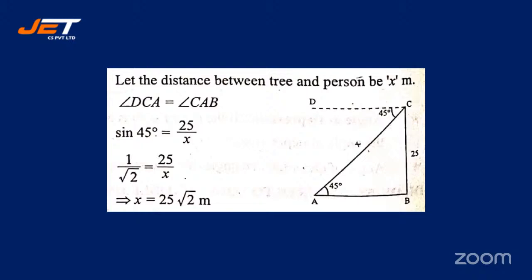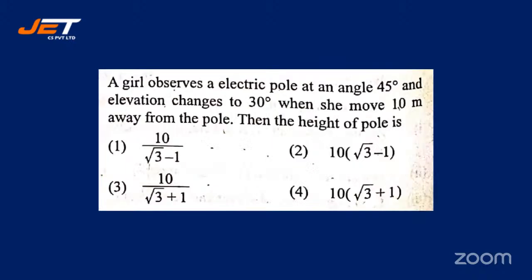So here you can say that TCA is same as CAB, alternate angles, right? So it is opposite side by hypotenuse, which is sine theta. That is sine 45 is opposite side 25 by x. So what is sine 45? 1 by root 2 is equal to 25 by x, whereby your x is equal to 25 into root 2 meters. So it has been clearly explained in this sum. Hope you all understand. All right, see the next question.